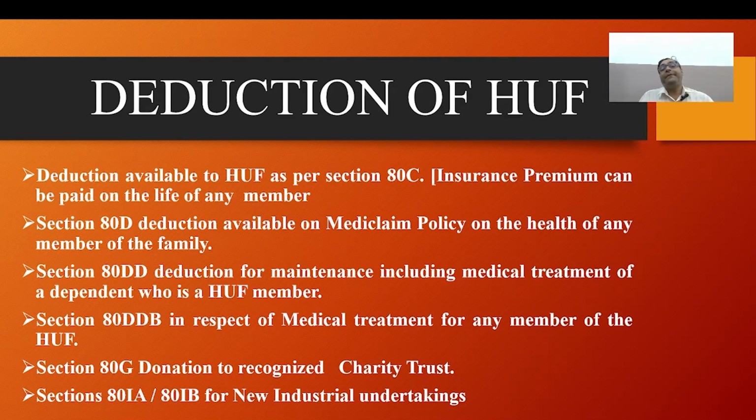Because a Hindu undivided family is treated like an individual assessee, here there is a separate exemption limit under income tax, 2,50,000. Section 80G donation: how many? 2,50,000. And a separate deduction will be available. Section 80C is 1,50,000.